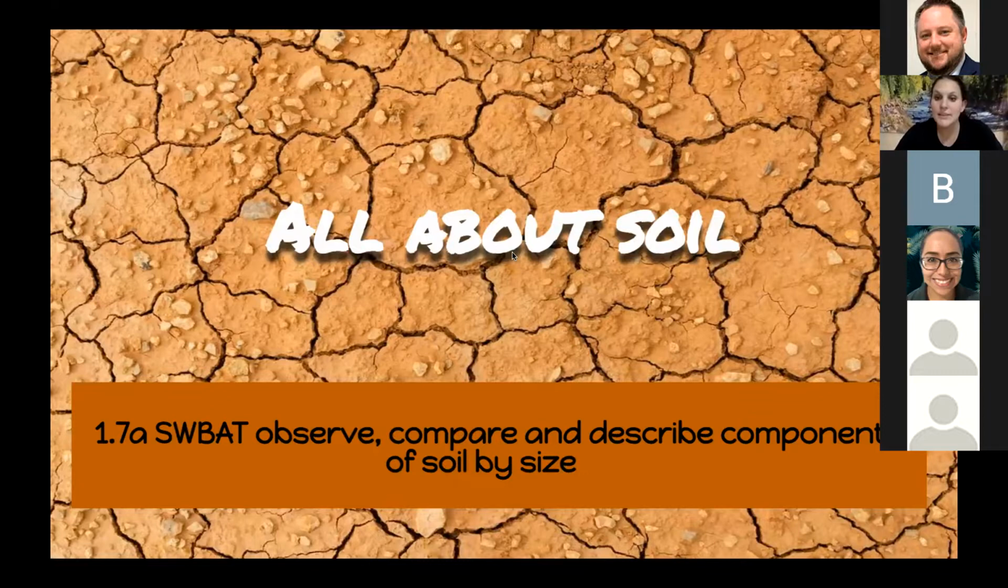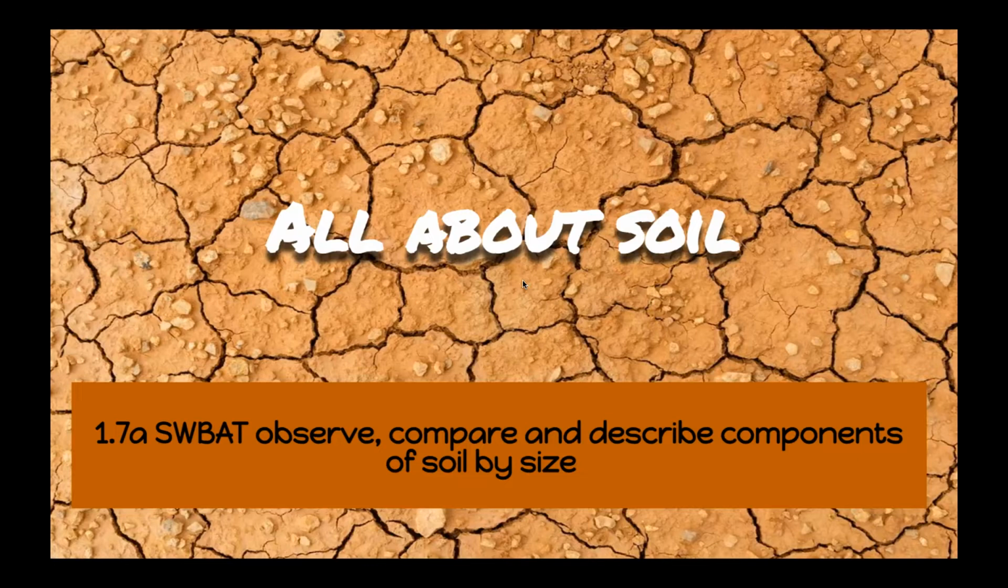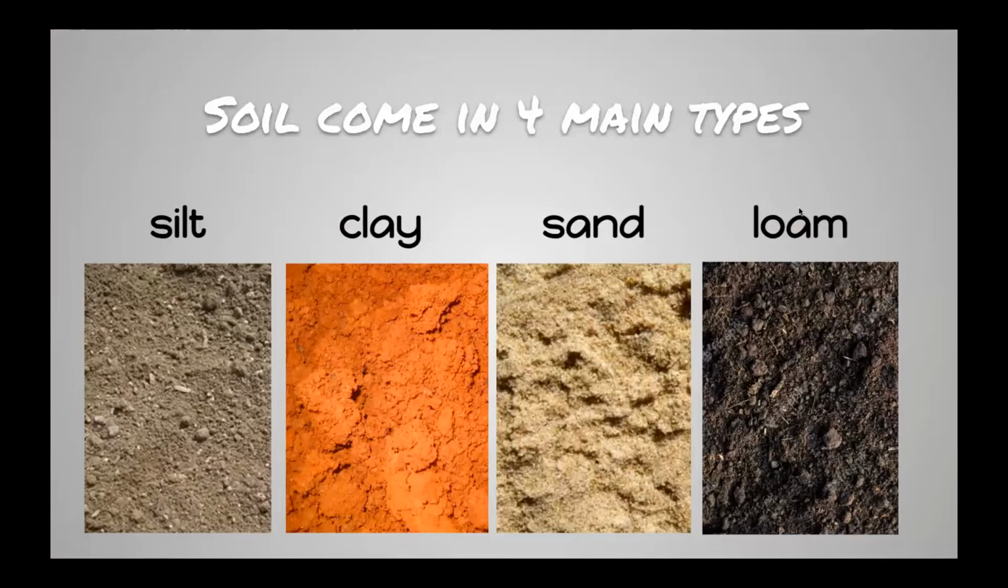So at the end of my little section, you'll be able to observe, compare, and describe components of soil by size. So you've learned a lot about soil so far. So we're gonna try to focus on the size of those little particles in the soil. You've heard these words already today, but we're gonna break down soil, and it comes in 4 main types. So we've got silt, clay, sand, and loam. And as we learned, soil comes in many different colors and textures. And a lot of those textures depend on the size of the components or the size of the particles.